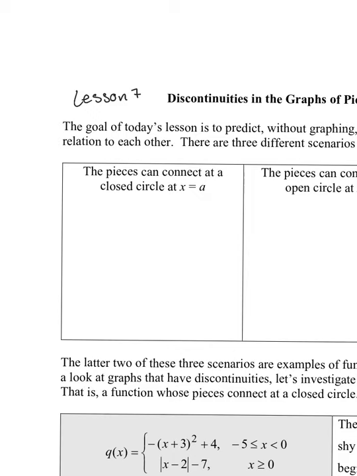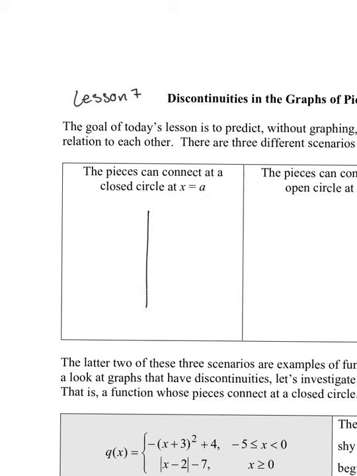All right, so we know that this is less than 7. And it's about discontinuities in the graphs of piecewise defined functions. All right. So we're just going to graph these 3 scenarios right here. So the pieces can connect at a closed circle at x is equal to a.